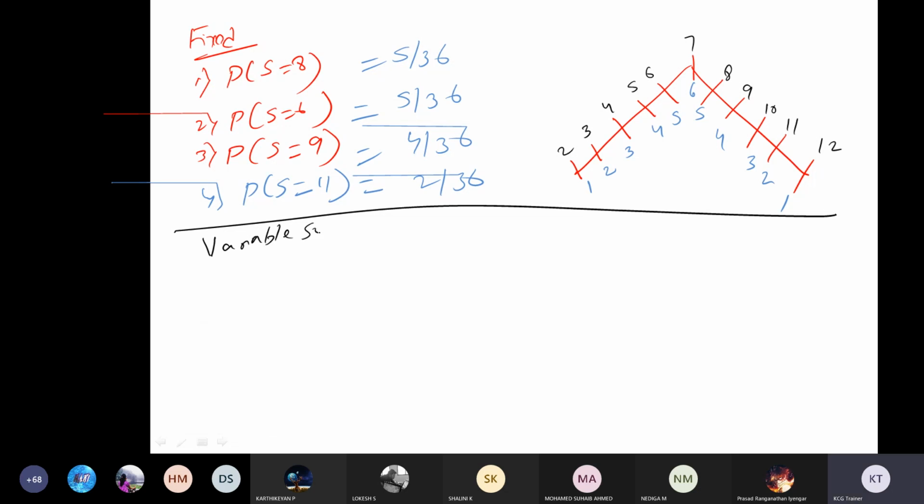Next, I'll take the next concept as variable sum. Fixed sum, you got it. How to do variable sum? Let me take a question: probability of sum greater than or equal to 8. Greater than or equal to 8 means start with 8 till 12. Add all the numbers which are in blue color ink. What is the answer?